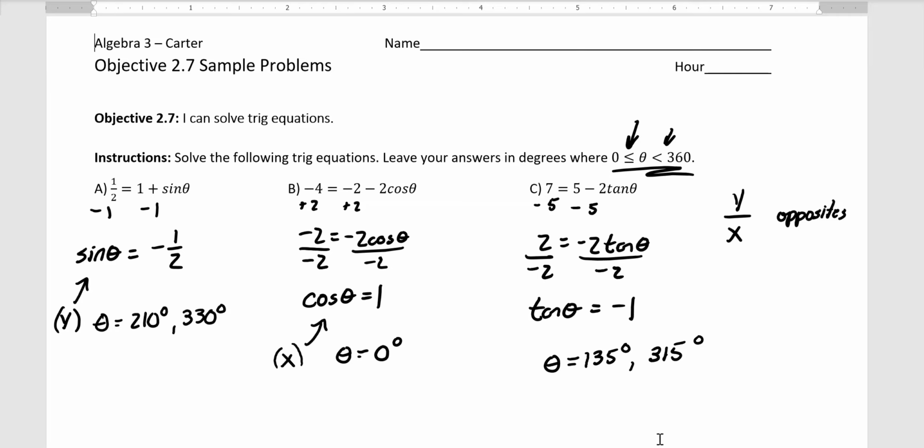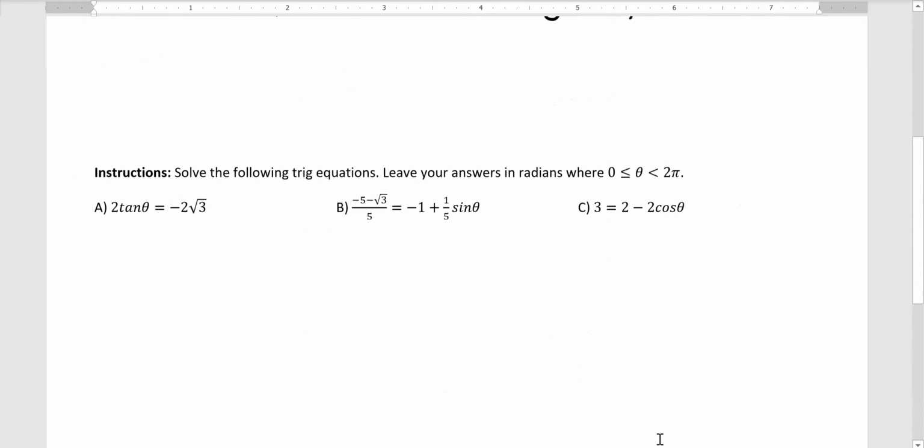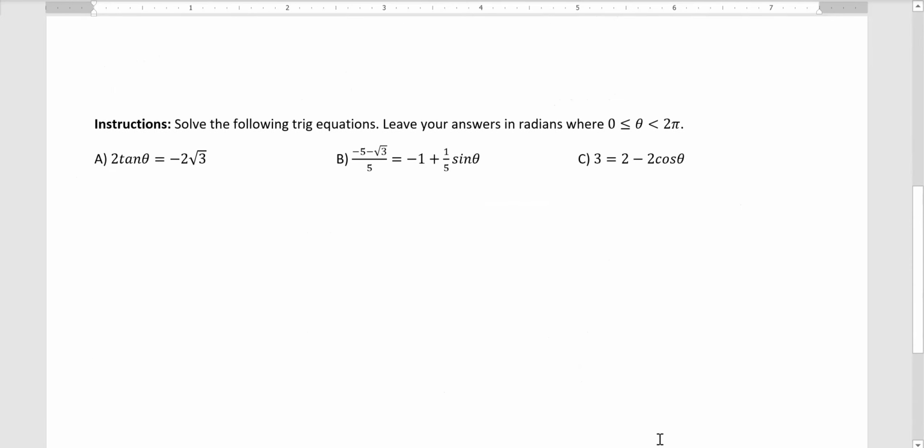Fantastic. All right, let's try it now if we're doing it in radians. Let's have some fun here. We're going to start with tangent on this one. This time, again, radians 0 to 2 pi. If I divide by 2, I get tangent of theta equals the negative, well, the 2's would divide out. I'd be left with just the negative square root of 3. All right, so think about this one. Tangent, remember, is y over x.